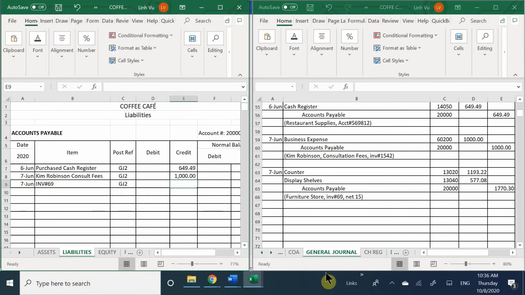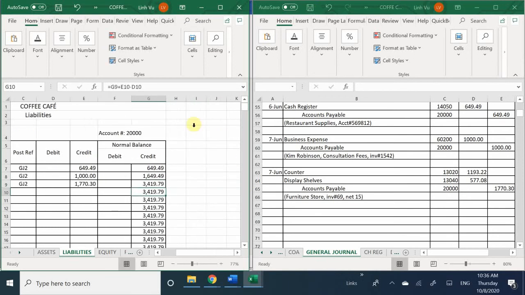And in this case, my grand total was $1,770.30, which, if I have my formula in there, automatically updated that I now owe a total of $3,419.79. Okay.